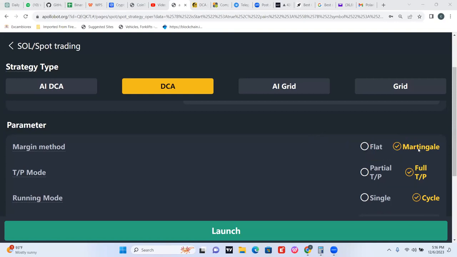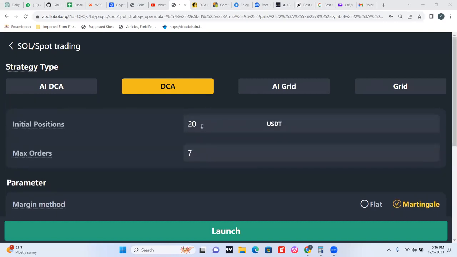Actually, the martingale means, of course, it multiplies your initial position. So the first order becomes 20, and when the robot is about to buy the second order, the second order will become 40. Then for the third order, you can see here you have a maximum order of 7. As it keeps buying each of these orders, the martingale will keep multiplying. Since our minimum here is $20, from 20 the martingale strategy will make it 40 on the next order, then after the next order it's 80.